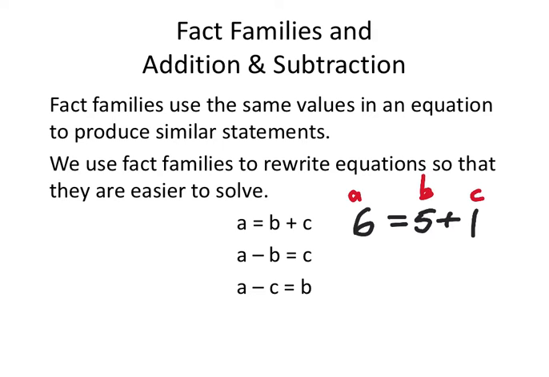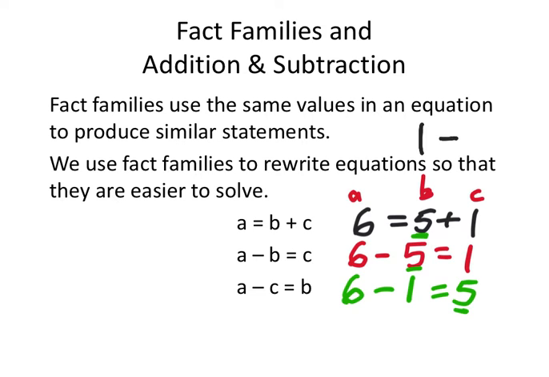So I'd say, look, I could rewrite this if I wanted to as 6 minus 5 equals 1. That's another fact based on these three values. Or if I wanted to, I could say 6, that's A, minus the C value, 1, that also is 5. So the B value is 5. See how it relates with the 6 and the 1, whether we're using addition or subtraction? And you could use the commutative property here and say 1 plus 5 is 6, and that can be part of your fact family if you feel like that helps you.